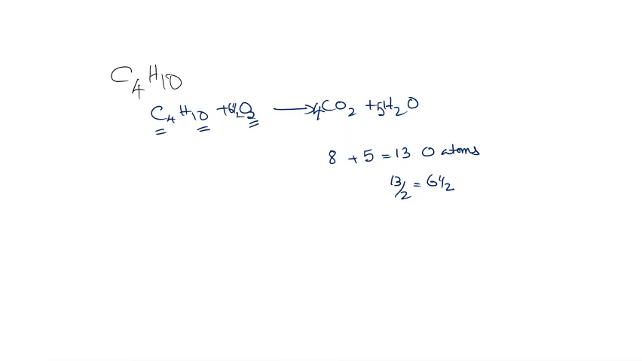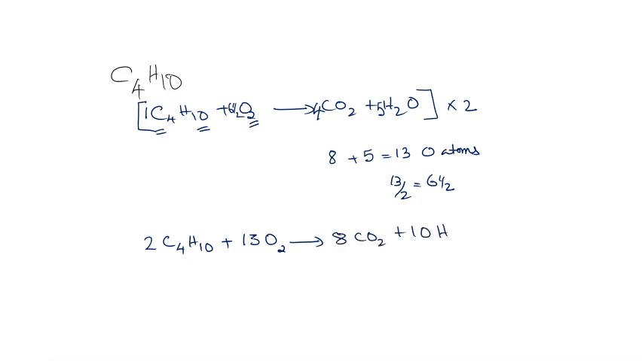But we normally don't put fractions in the equation. So I have to make it a whole number by multiplying the whole equation by 2. So that means all the coefficients I am going to multiply by 2. So here nothing means by default it is 1. So 2C4H10, 6.5 times 2 will be 13 oxygen, will give you 8 CO2 plus 10 water.